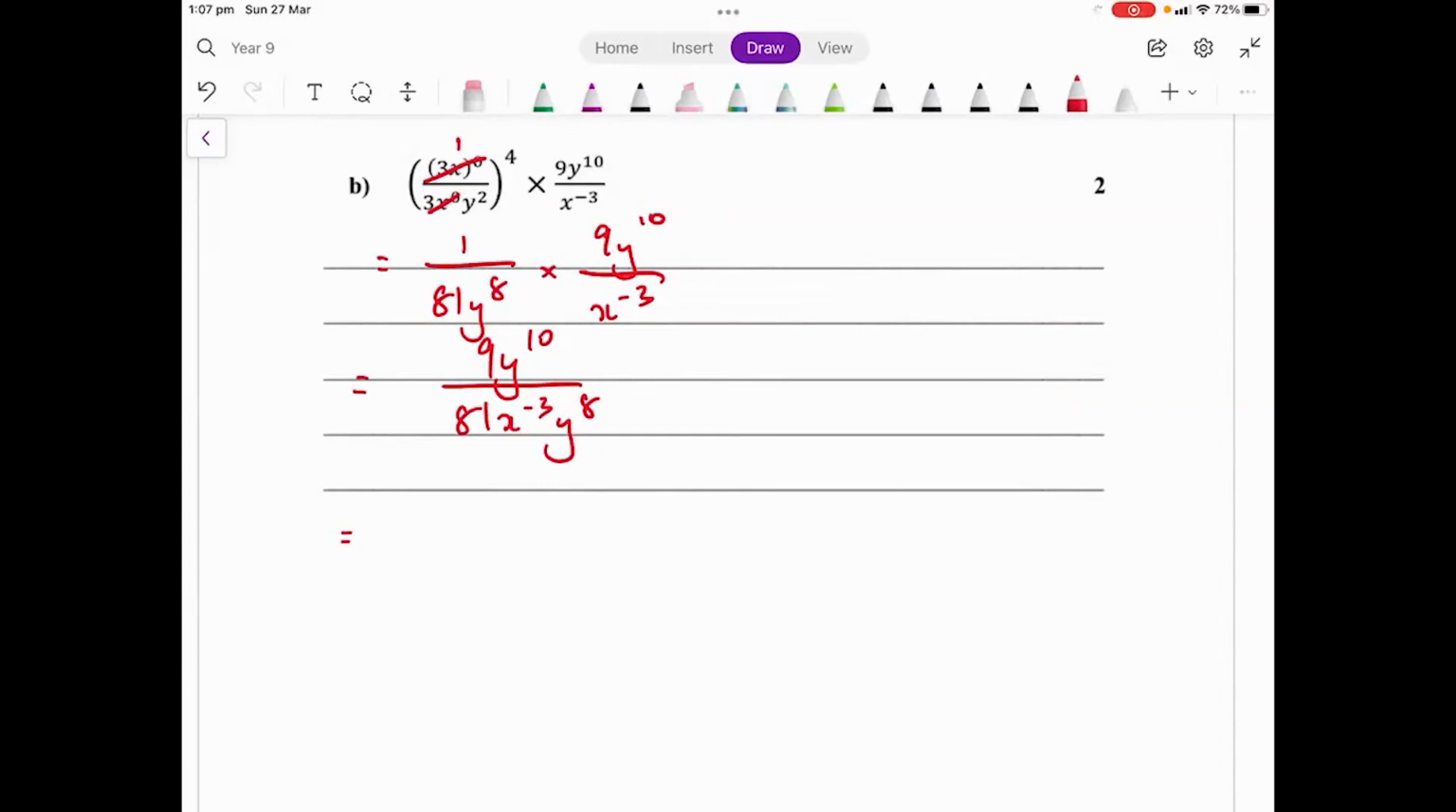I look at the x's. It's a negative power, so I need to move it from the denominator to the numerator, and so x cubed goes to the numerator. For the y's, I do a subtraction due to division. So 10 minus 8 for the powers gets me y squared. Final answer, x to the power of 3, y to the power of 2, all over 9.